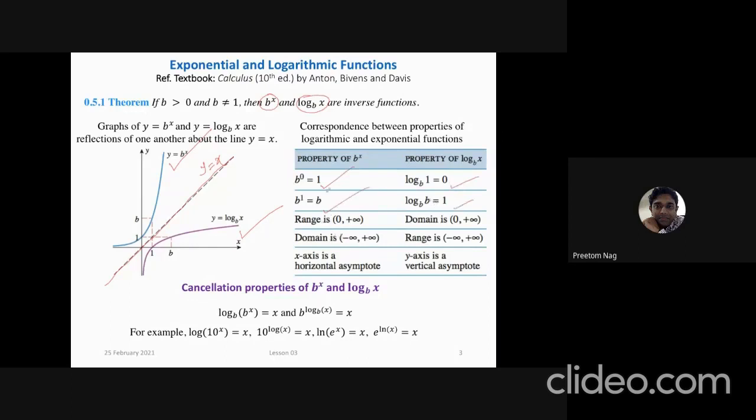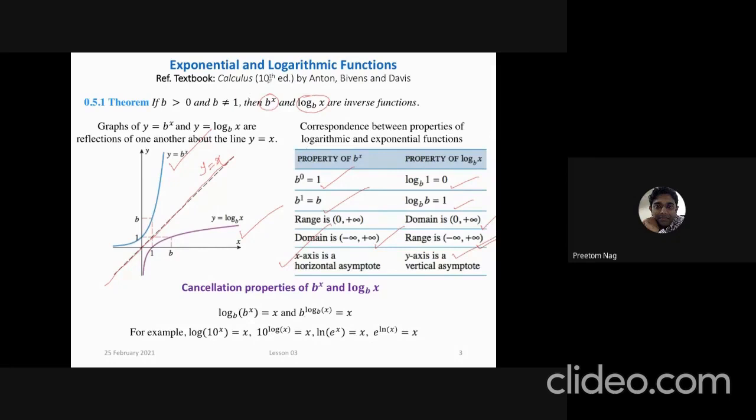In this case the property of b to the power x range কি হচ্ছে 0 to infinity. So log bx এর domain হবে 0 to infinity. b to the power x এর domain টা হচ্ছে minus infinity plus infinity, range টা হচ্ছে minus infinity plus infinity. Now you can see how they are related with each other. X is a horizontal asymptote here and y is a vertical asymptote in this case. And the cancellation properties show mathematically that they are inverse to each other.